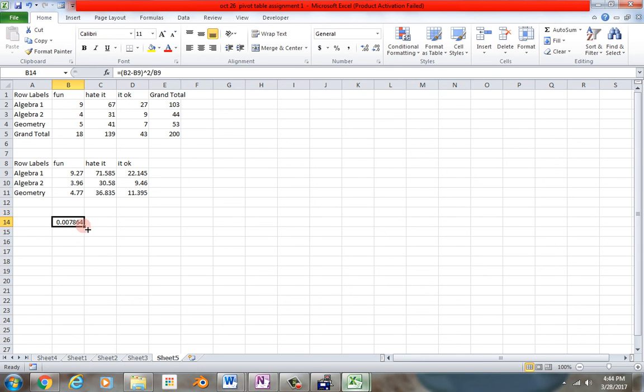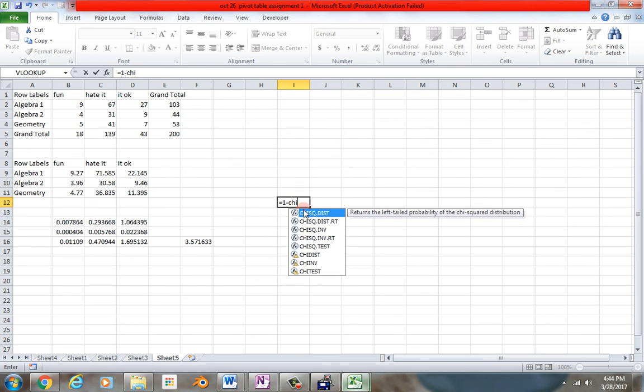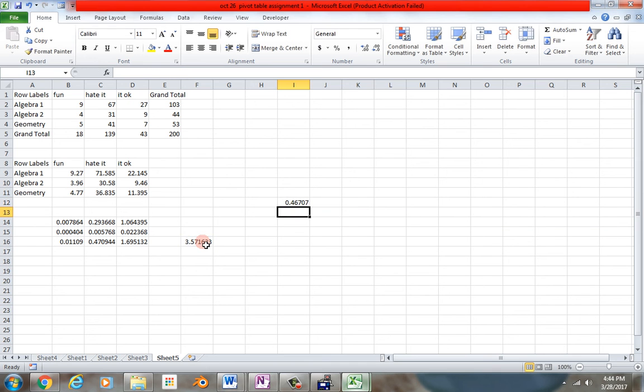No way. Who saw that coming? Wow, there's hardly any of them that are very big. I know. So, highlight them all. 3.57. There's 3 classes. 3 minus 1 is 2. There's 3 feelings. 3 minus 1 is 2. 2 times 2 is 4 degrees of freedom. So, equals 1 minus chi-squared dist of this one, comma 4, comma 1. And you get a 0.46 for a p-value.